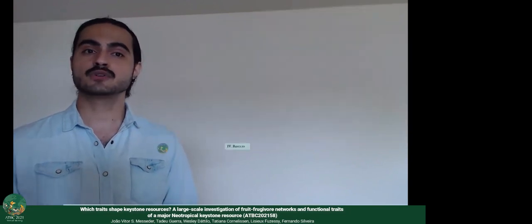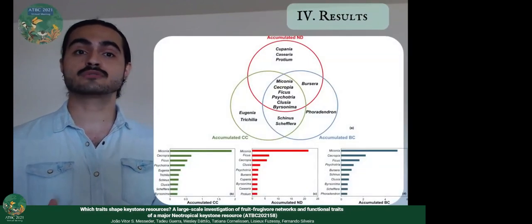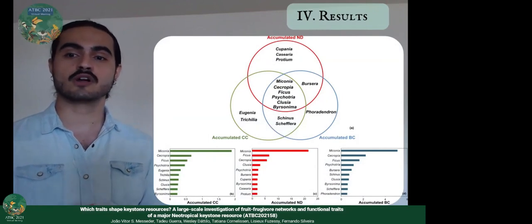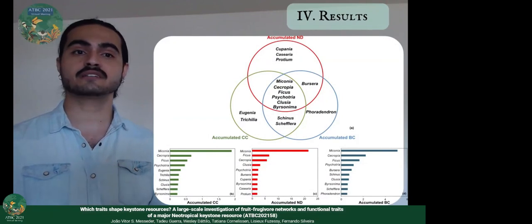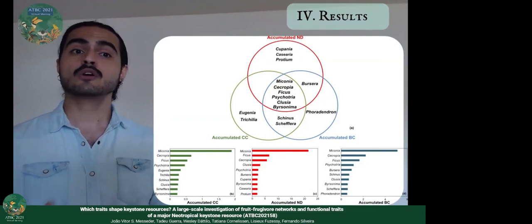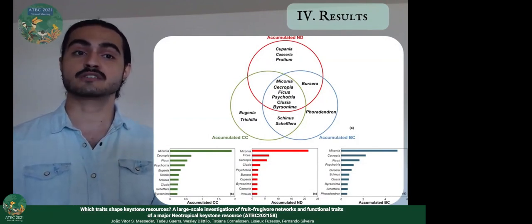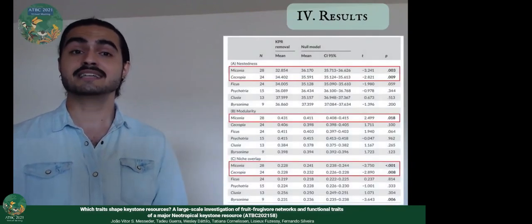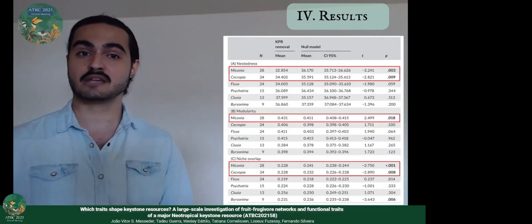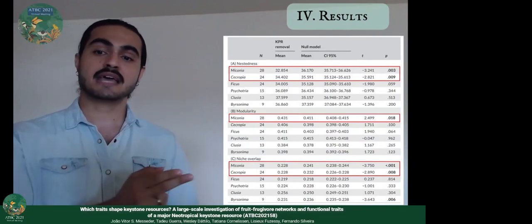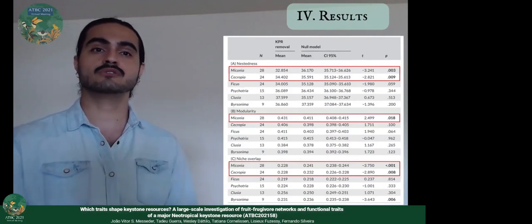As our first result, only 6 genera were retrieved as potential keystone resources, with Miconia obtaining the highest values for all 3 centrality metrics. When we compared the removal simulations, only species in Miconia significantly affected all 3 metrics more than expected by chance, reducing nestedness and niche overlap and increasing modularity.